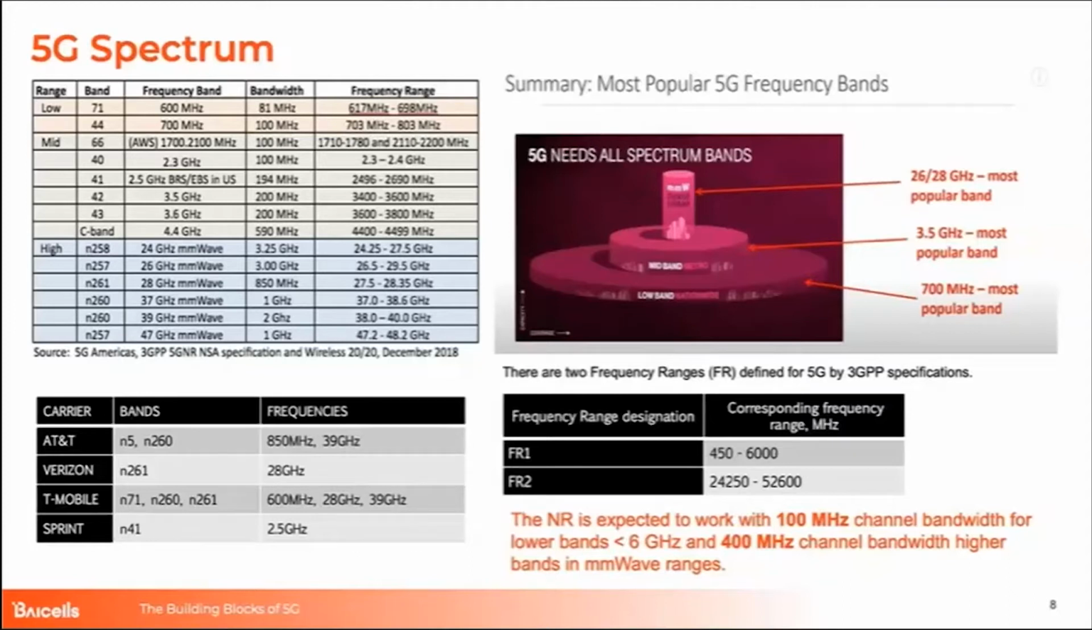5G spectrum is divided into two frequency ranges, FR1 and FR2. FR1 is below 6 gigahertz, and FR2 is where the millimeter wave technology comes in, and it's 24 gigahertz and higher. I listed some 5G bands that the carrier utilizes right now, n261, n41 and so on.